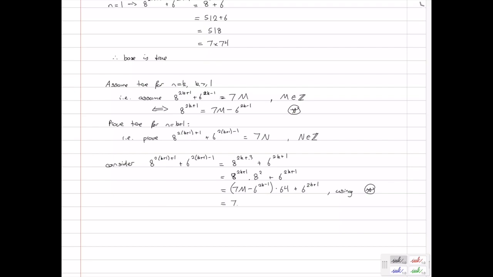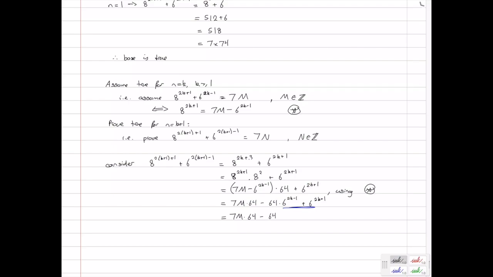This is equal to 7 times m times 64 minus 64 times 6 to the 2k minus 1 plus 6 to the 2k plus 1. Okay, how can I somehow look at these two terms here and join them together? Well, just like we factored out an 8 squared in a couple of lines above, I'm going to factor out a 6 squared from 6 to the 2k plus 1. And the reason I do that is because now I'll be left with 6 squared times 6 to the 2k minus 1. And both of these two terms will have a 2k minus 1 as the power of 6.